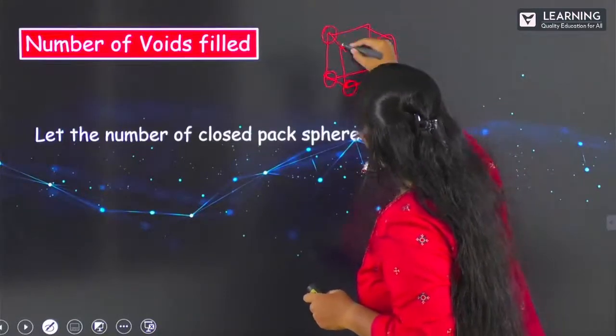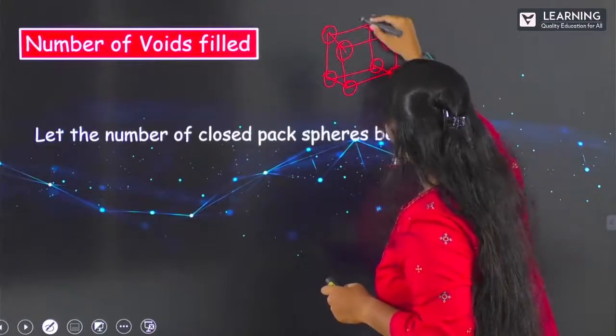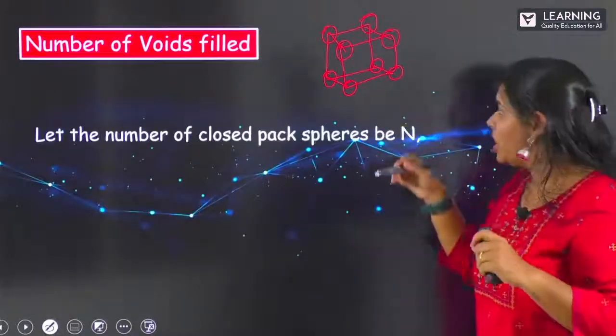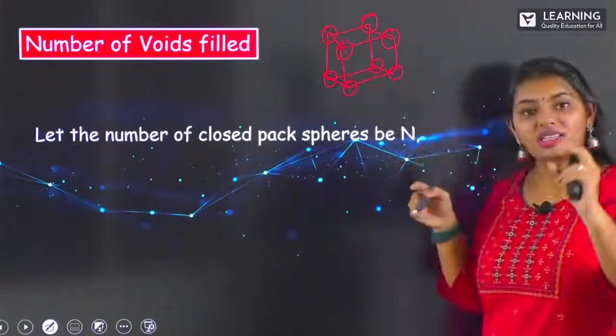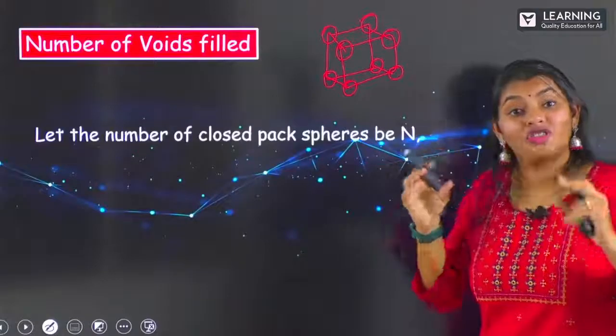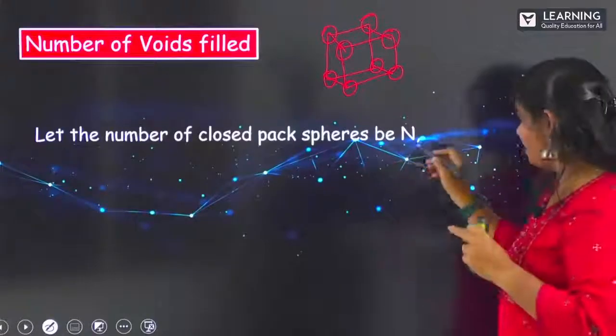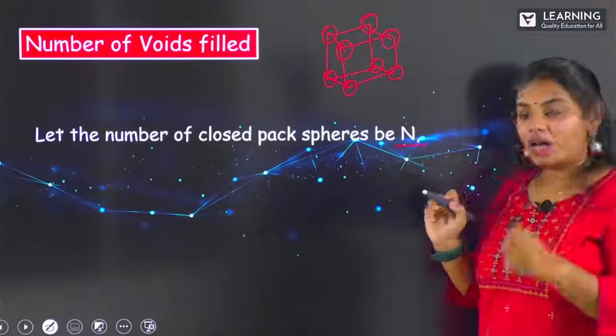Okay, these are lattice points, right? The constituent particles will be present at the lattice points. So in this place, there are spheres all over. The number of those spheres will be n.